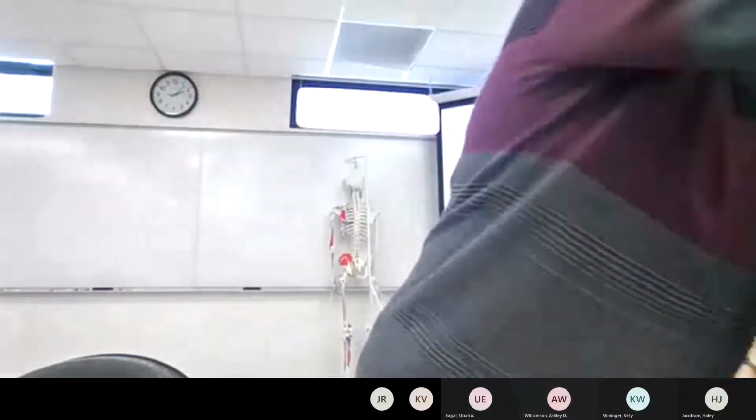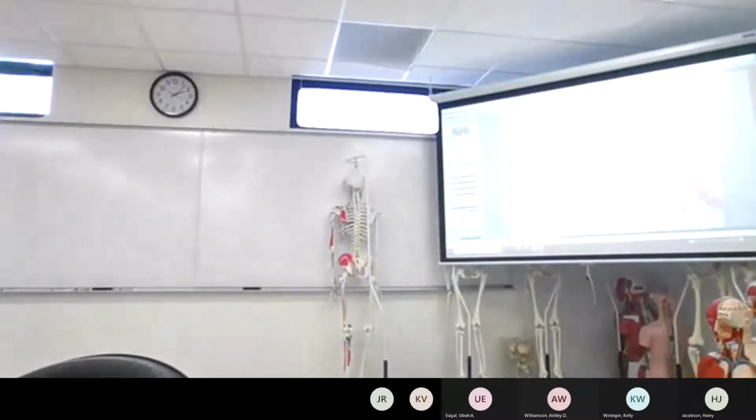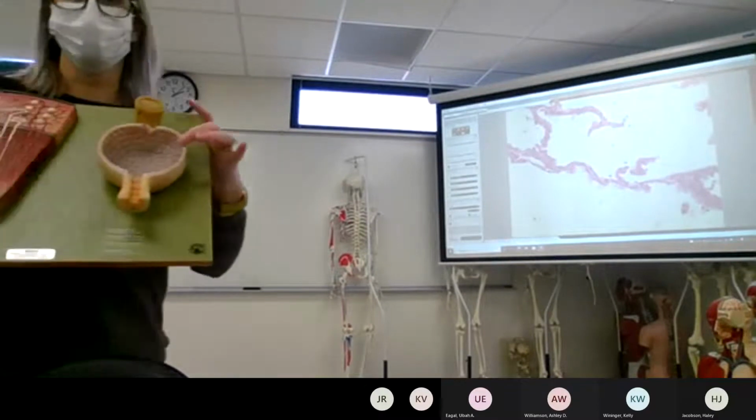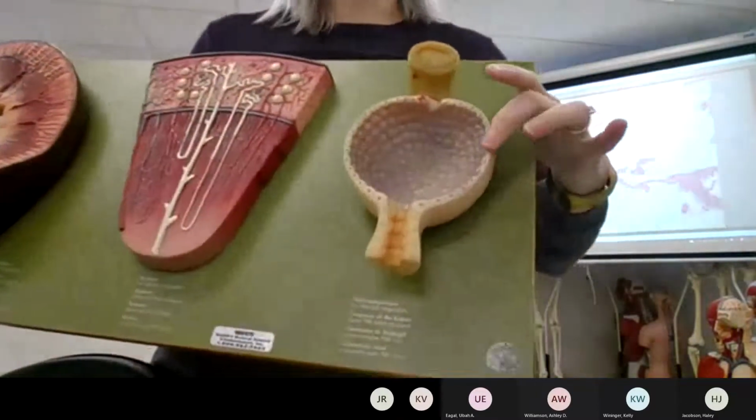Okay, and then in the nephron capsule, these cells, and they don't look quite smashed, but these are supposed to also be simple squamous epithelial cells in the circular portion.